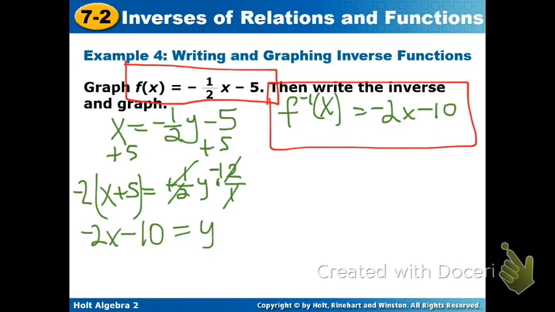Because your x is not negative, so it'd be negative times positive, and then negative times positive. Any other questions? Okay. Let's pause.